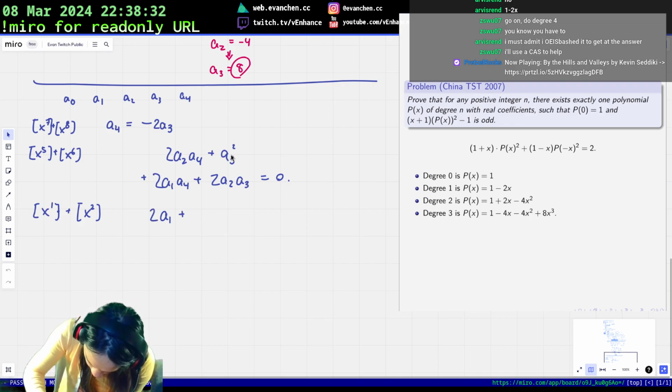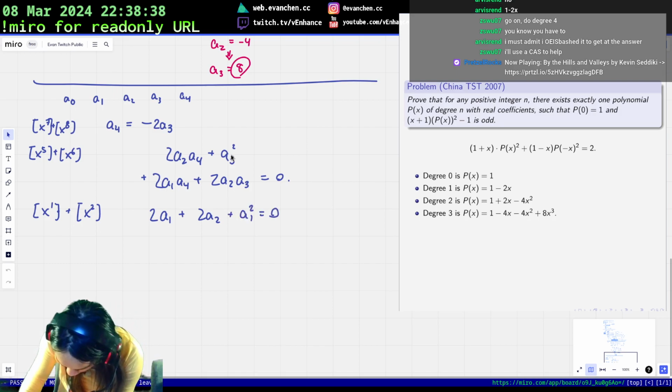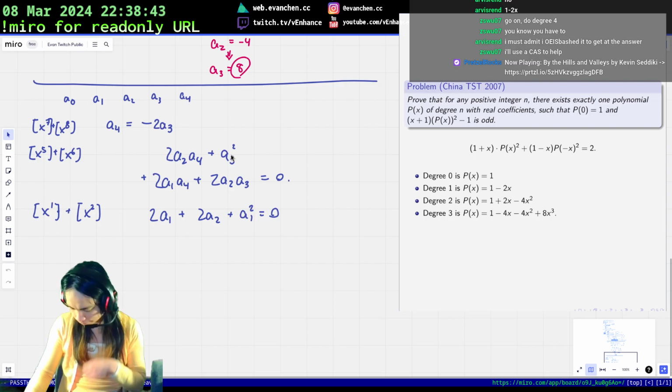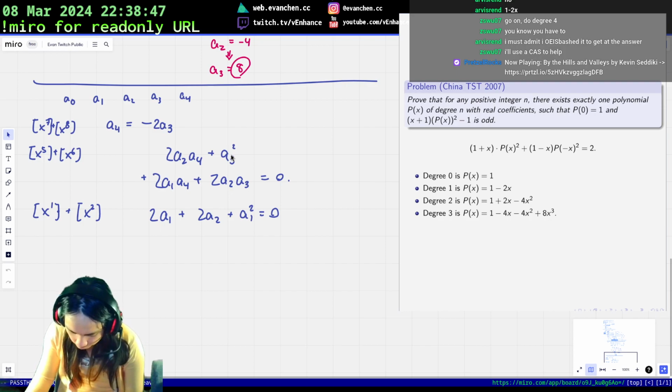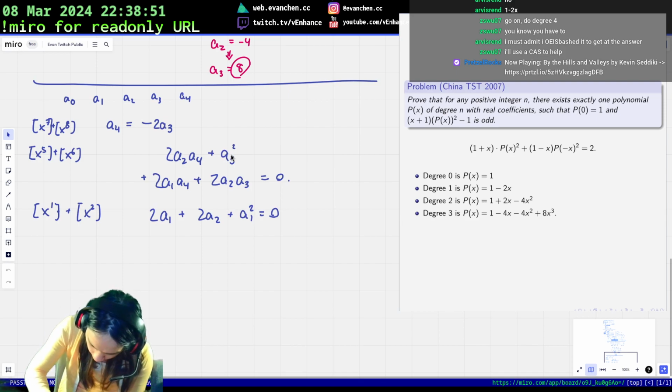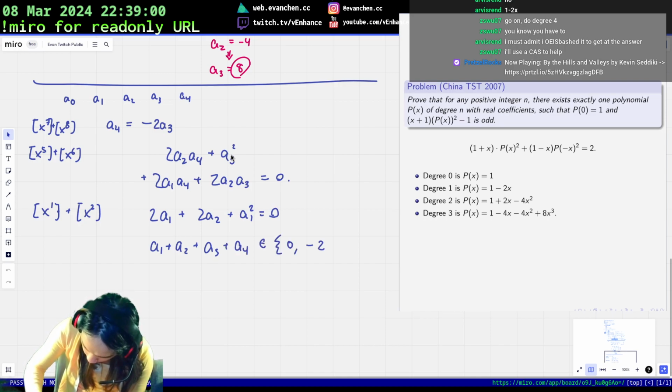2a1 plus 2a2 plus a1 squared equals 0. Wait, sorry, I'm gonna say that... Yeah, the bottom equations eventually stop changing, which is good. I see. And then the center equation is the annoying one, but once again, I can do the same thing where if I take the sum of all of them, I can save myself the computational effort of one thing, and this is the system I'm trying to solve.